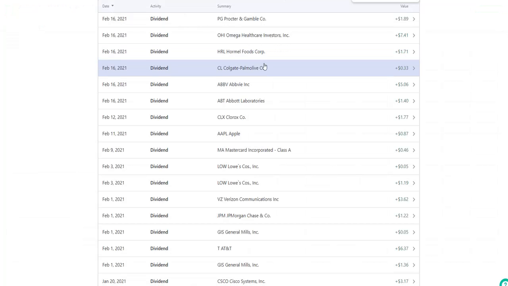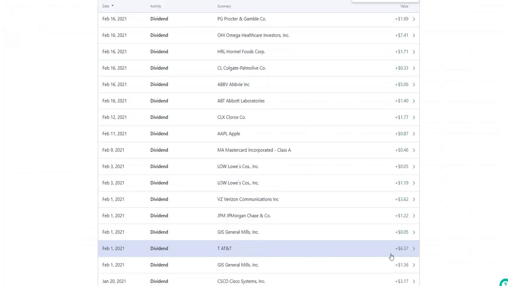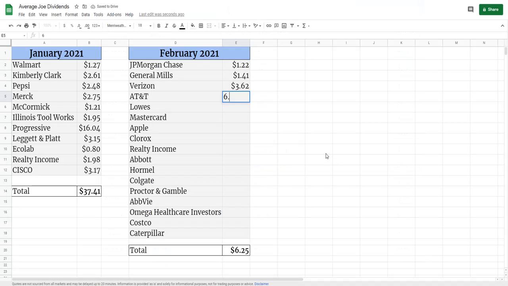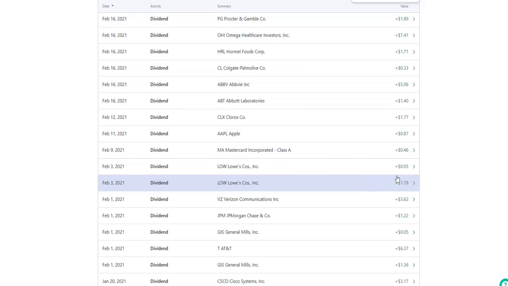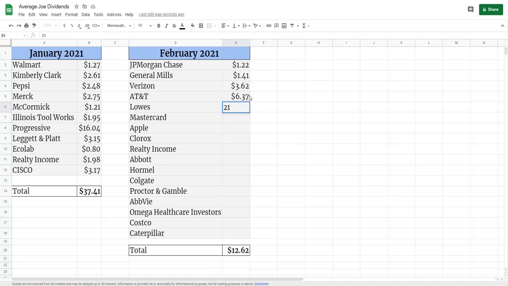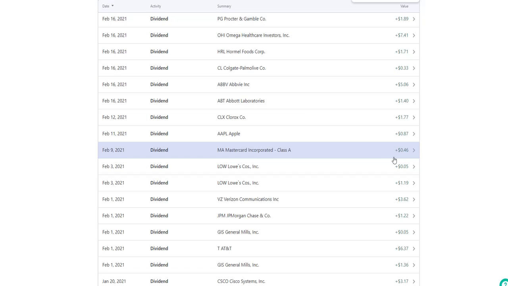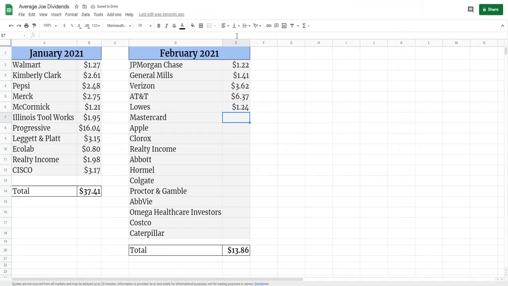Next is AT&T, $6.37. Not bad. Lowe's, same thing as General Mills, split the dividend into two. So we have a total of $1.24 for Lowe's. If I could type. MasterCard, 46 cents. So you can see some of these are smaller, some of them are a little bit larger.